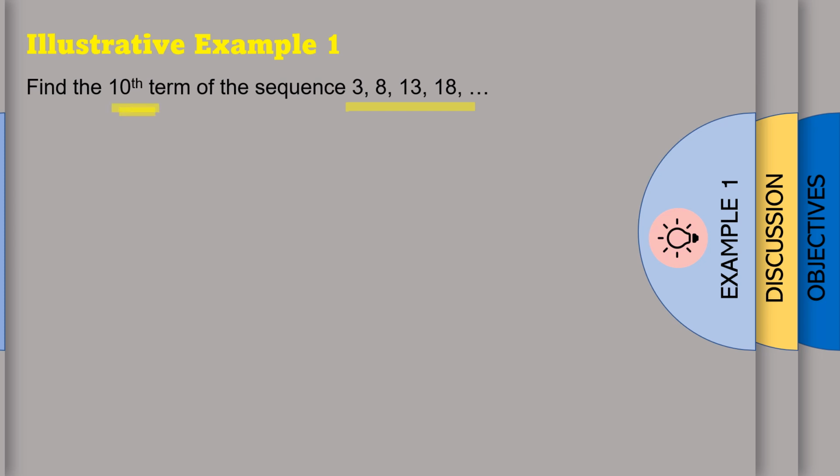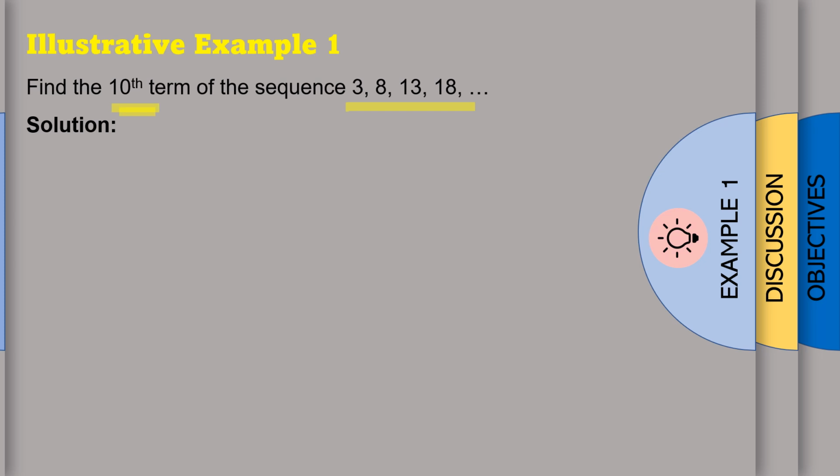Okay, let's have now our first illustrative example. Find the 10th term of the sequence. Ito na. So this is our sequence 3, 8, 13, 18, so on and so forth. Pinapahanap dito kung ano yung pang 10 term sa sequence na to.